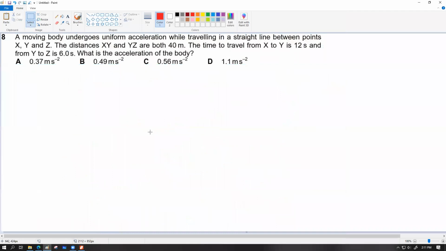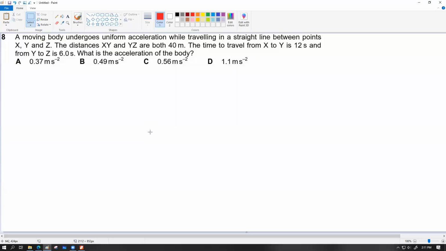Number 25, look. A moving body undergoes uniform acceleration while traveling in a straight line between points x, y, and z. The distances x, y, and y, z are both 40 meters. The time to travel x to y is 12 seconds, and from y to z is 6.0 seconds. What is the acceleration of the body?